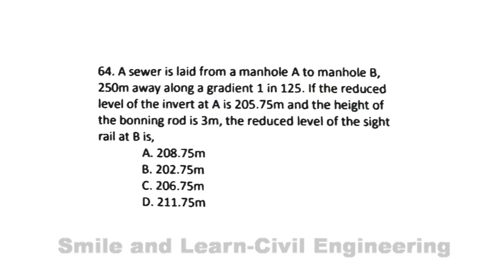Next question. A sewer is laid from manhole A to B, 250 meters away, along a gradient of 1 in 25. If the reduced level of invert at A is 205.75 and the height of boning rod is 3 meters, reduced level of side rail.